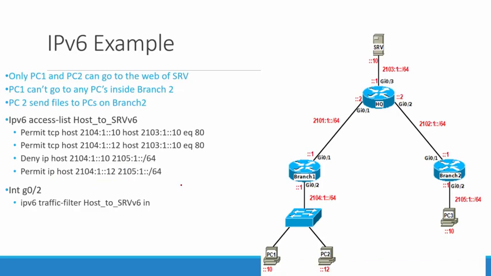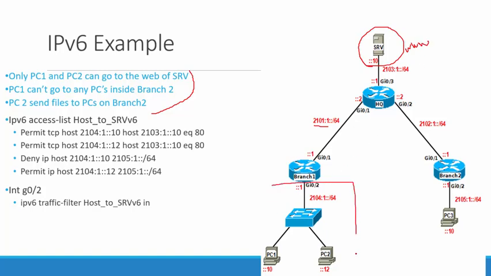So here's our first IPv6 example. I took the same information, so if you watched the IPv4 video, this will look really familiar. The topology is the same, and the requirements are the same. The only difference is that I'm using an IPv6 network rather than an IPv4 network. What we're going to do is allow only PC 1 and 2 to get to the web of SRV, so that's our www, port 80.